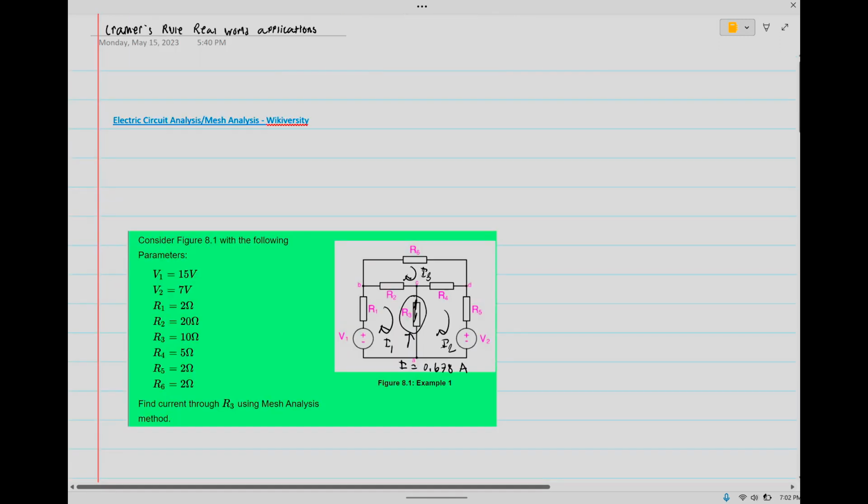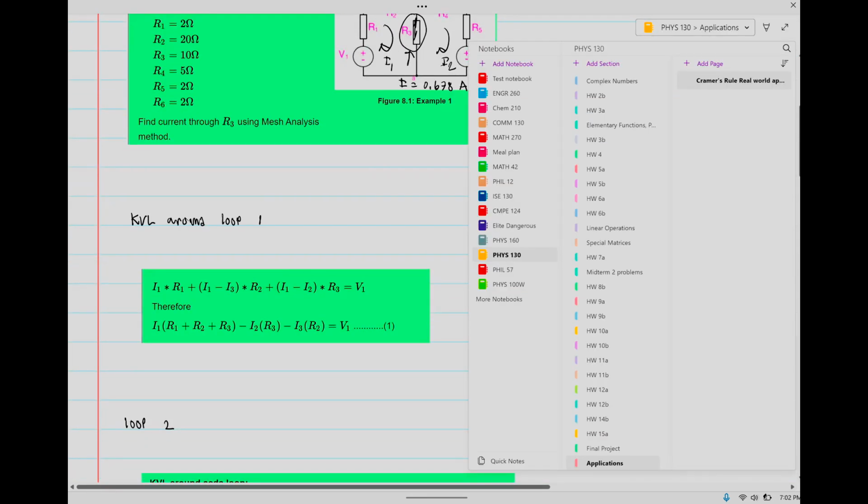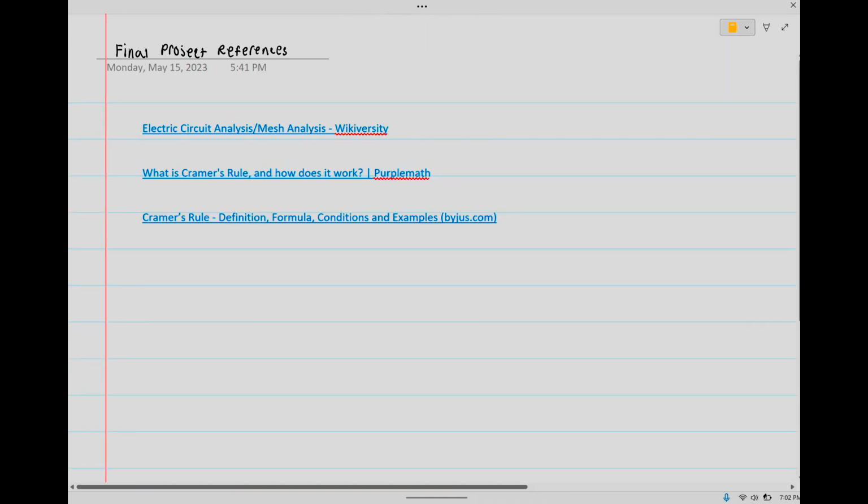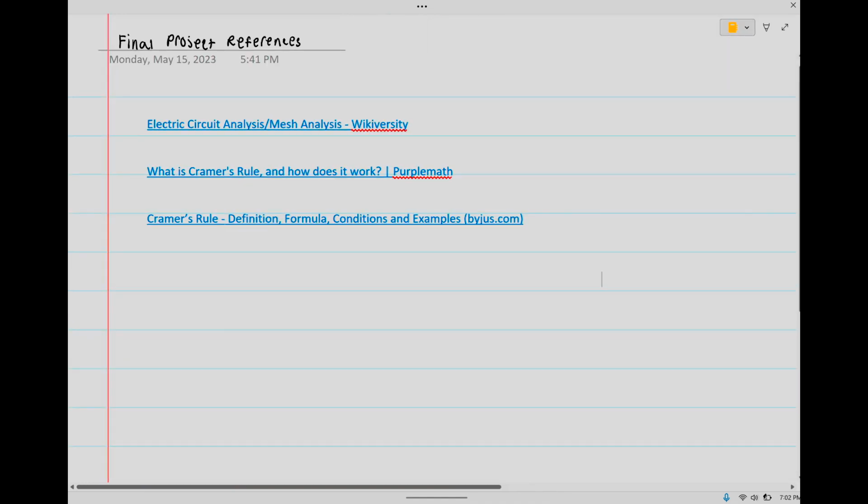That's pretty much it with Cramer's rule. Here are my references. These are all good sources. It's not really that complicated. It looks complicated at first, but it's not really that complicated in the end.